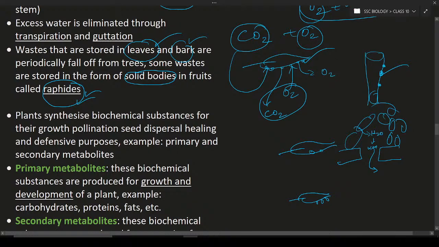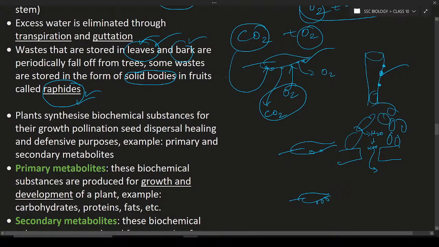Okay, periodically the leaves will fall down. After a few days, the leaves will become old and fall down. So when the leaves fall down, what will happen? It is nothing but removal of waste materials to some extent. And when the bark comes off the tree and falls down, it is nothing but waste materials being removed. So this is about removal.